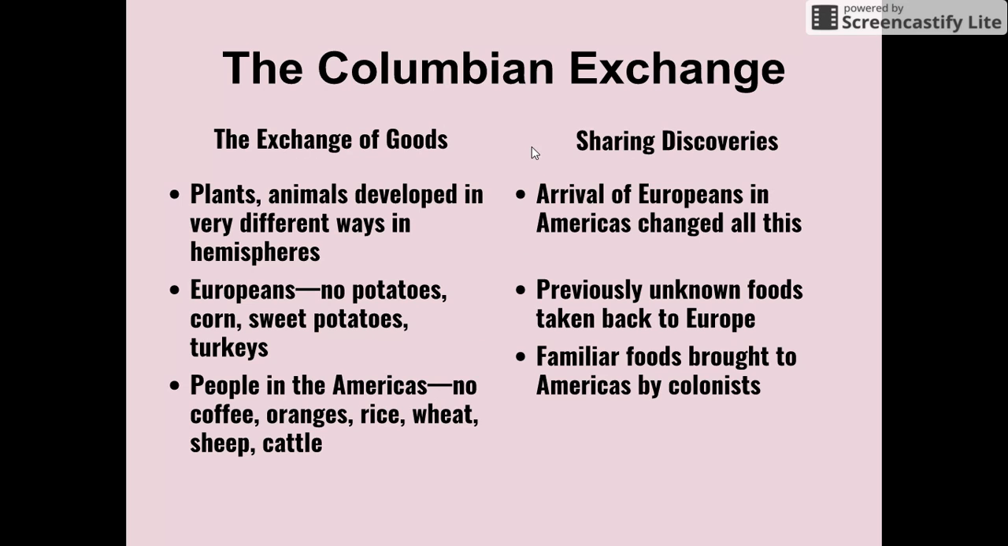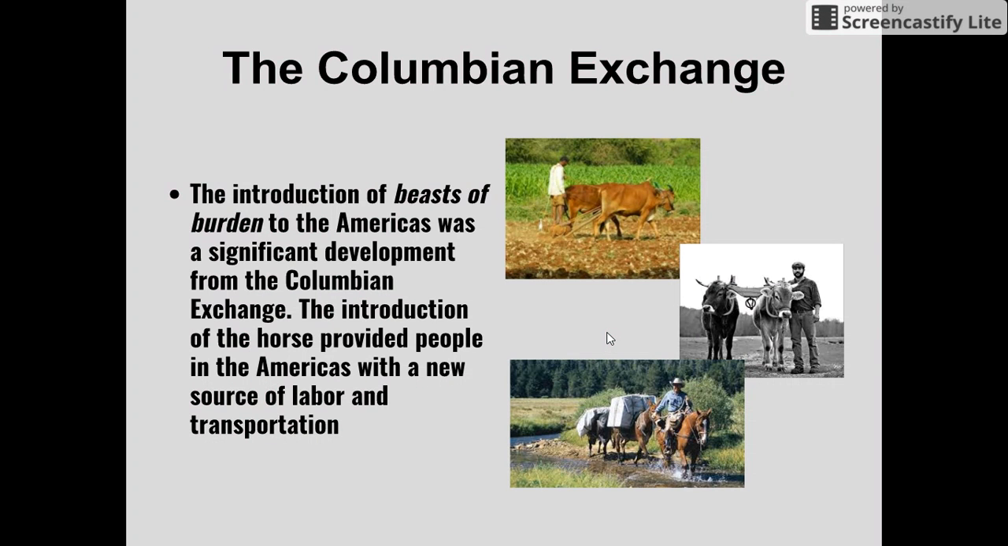So sharing discoveries, the arrival of Europeans in the Americas changed all of this, where each side didn't have all of these things. Previously unknown foods were taken back to Europe, which I just showed you on the slide before. They were swapping out different items and putting them on ships and taking them back. And familiar foods brought to the Americas by the colonists, ones that we're familiar with today. The introduction of beasts of burden to the Americas was a significant development from the Columbian exchange.